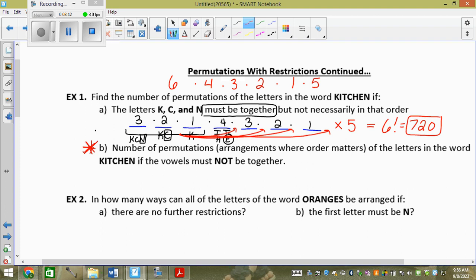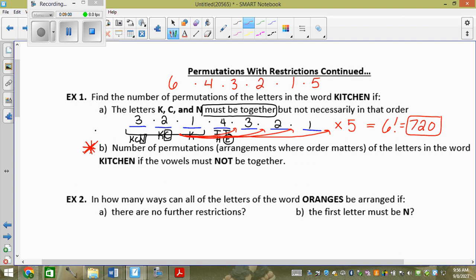So what did we do that was quick? Think about that when you get to the test and you're like, oh, I remember doing this, but I got a blank. What did we do when we wanted to find people not in this class? Or the vowels not together. Well, what we did is we found out the total number of people and then just subtracted people in this class. Correct? So how could I liken that to this again?